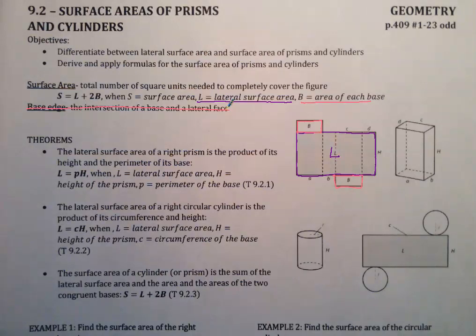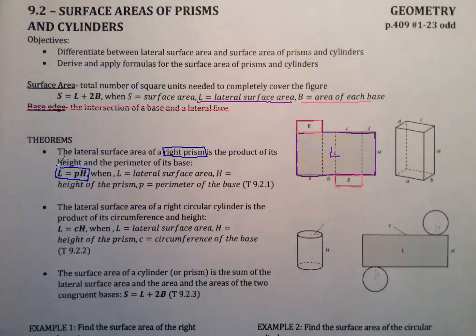The lateral surface area of a right prism. Okay, so we're looking at a right prism is the product of its height and the perimeter of its base. So the formula is right there. L equals P times H, where L is the lateral surface area, H is the height of the prism, and P is the perimeter of the base.